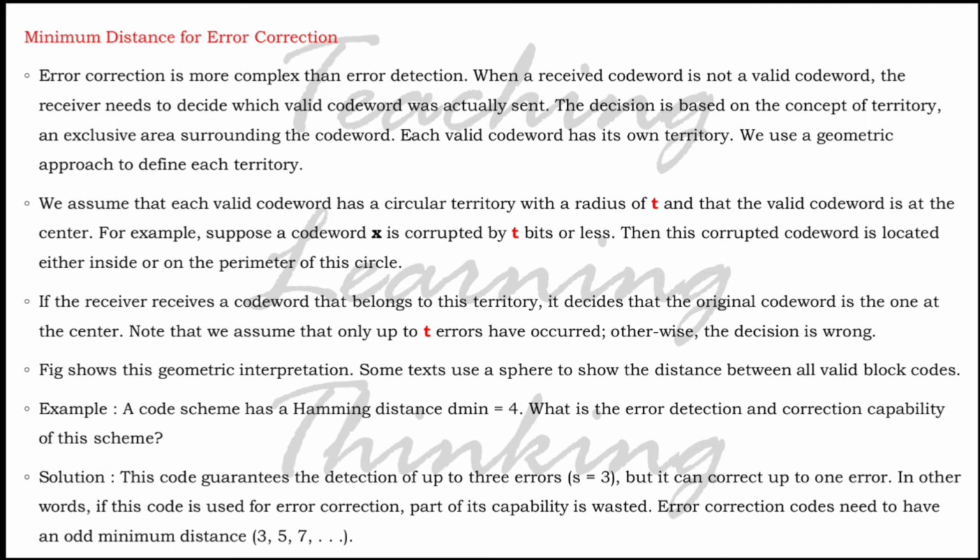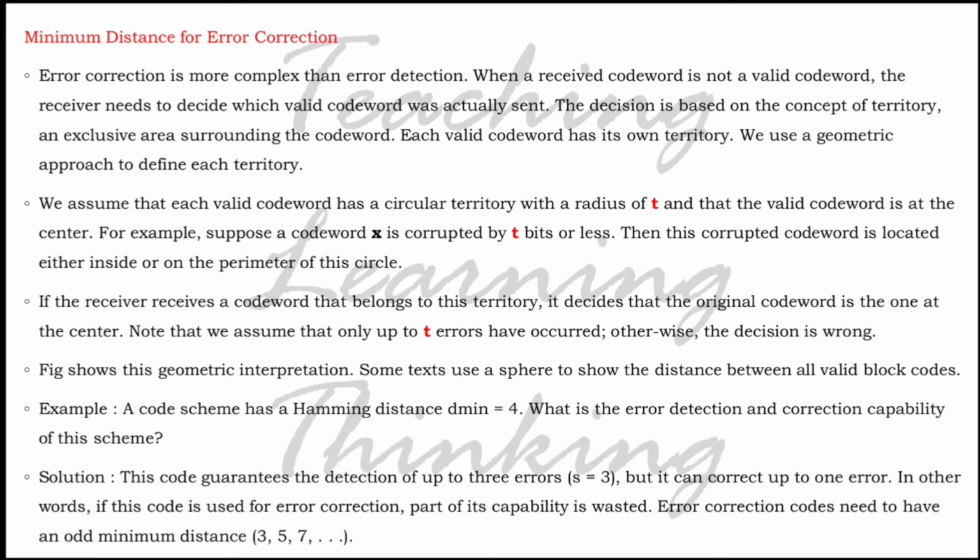Now, minimum distance for error correction. Error correction is more complex than error detection. When a received code word is not a valid code word, the receiver needs to decide which valid code word was actually sent. The decision is based on the concept of territory, an exclusive area surrounding the code word. So each valid code word has its own territory.